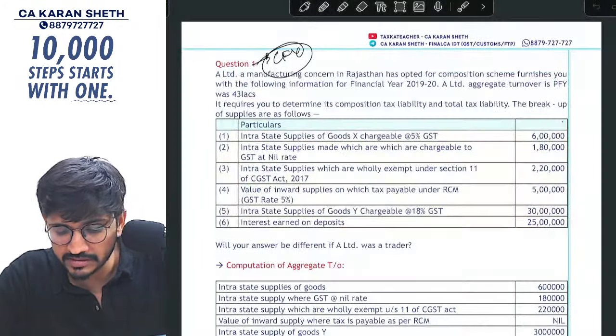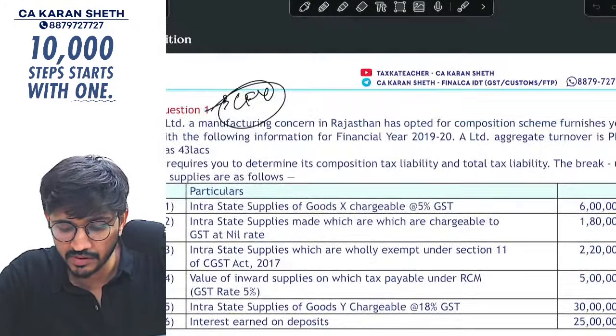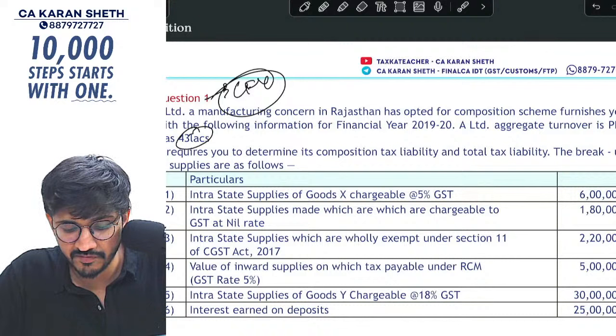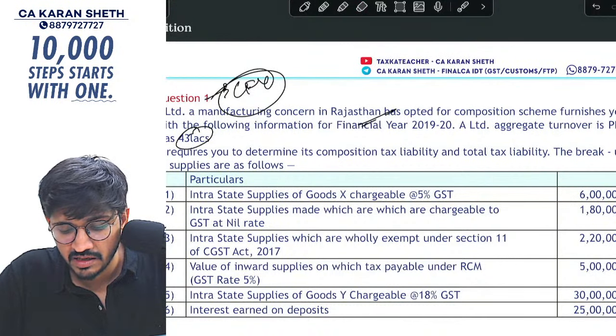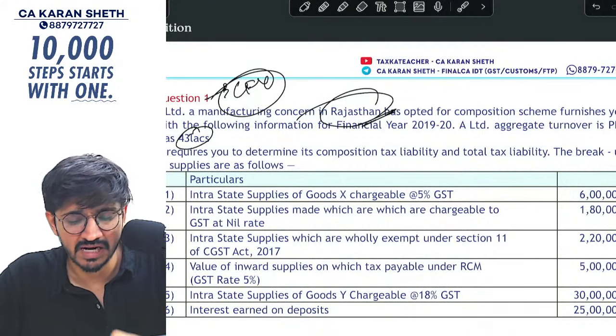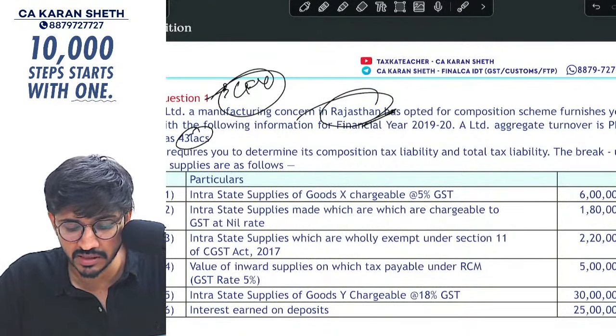Now let's go ahead and see how it works out. Very simple. So in the preceding financial year, my turnover was 43 lakhs. As a manufacturing concern, understand from Rajasthan, the 150 lakhs limit is applicable in the current financial year. I can clearly go ahead with the compo scheme.